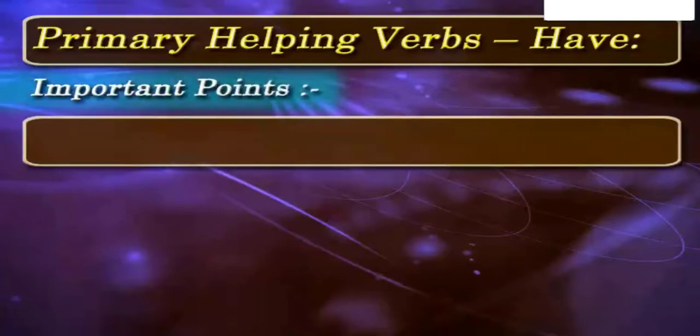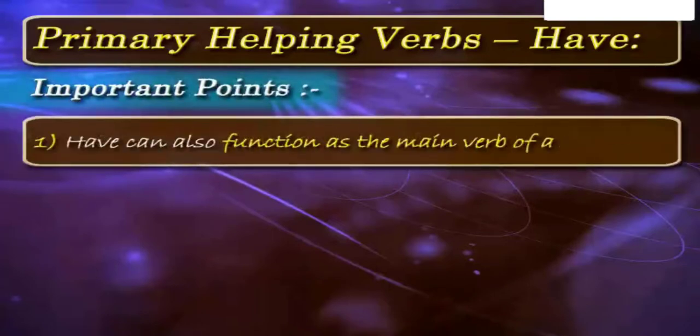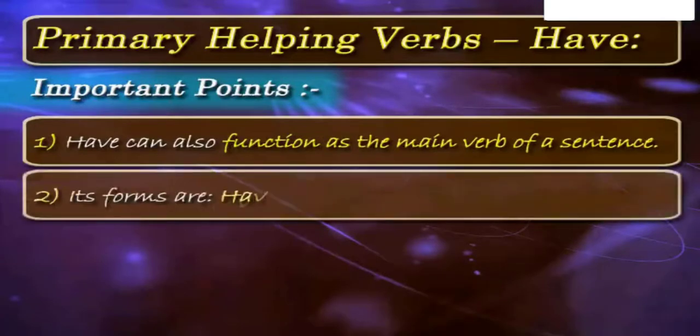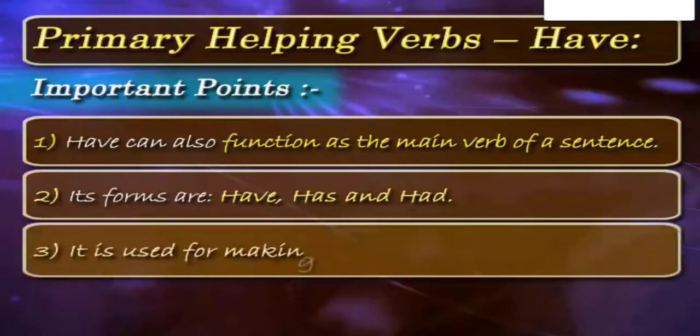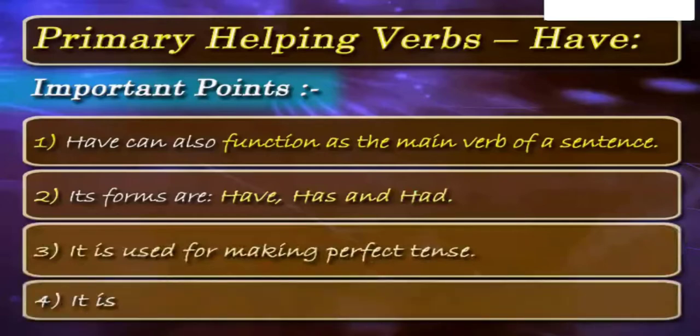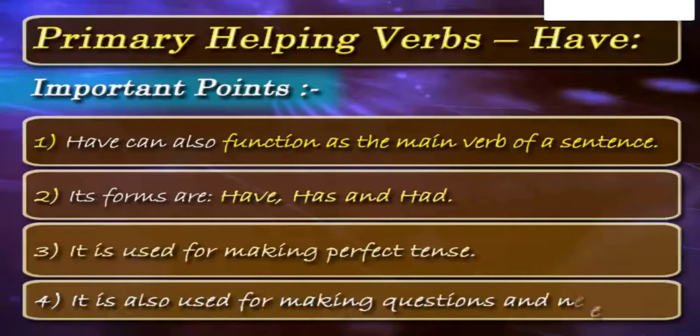In this module, we will learn about the use of have, which is a primary helping verb. Some of the important points associated with the use of primary helping verb have are: 1. Have can also function as the main verb of a sentence. 2. It can be used in different forms such as have, has, and had. 3. It is used for making perfect tense. 4. It is also used for making questions and negatives.